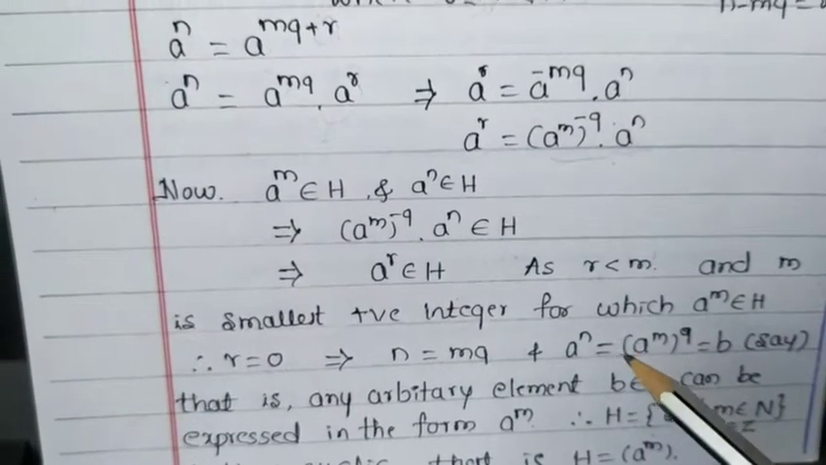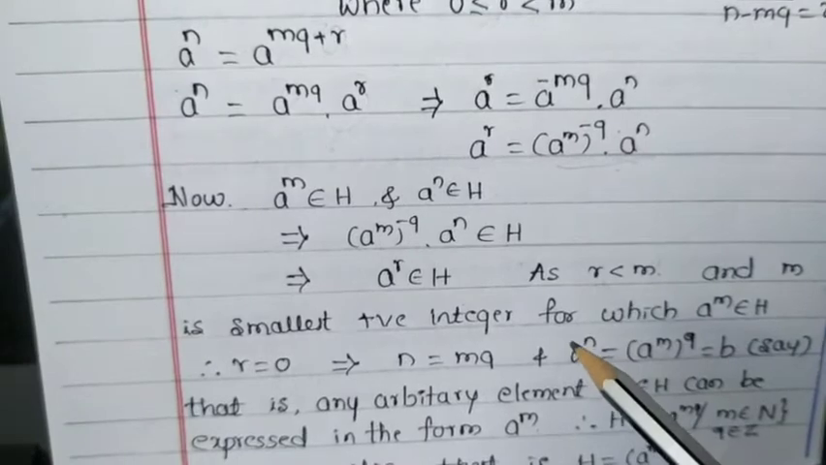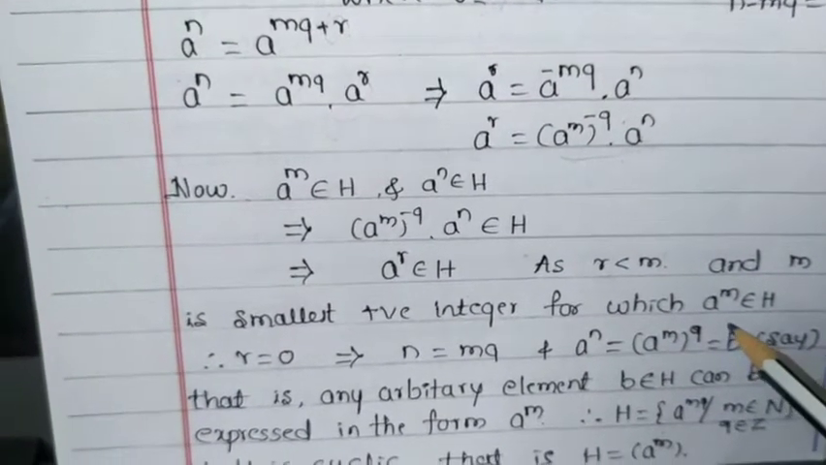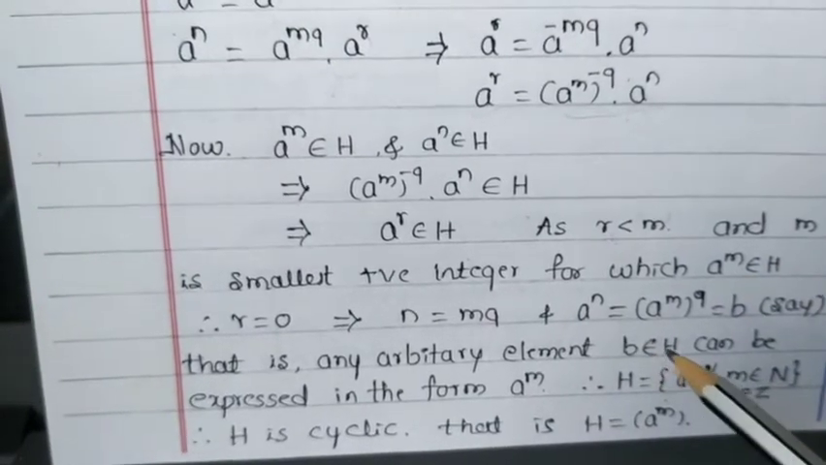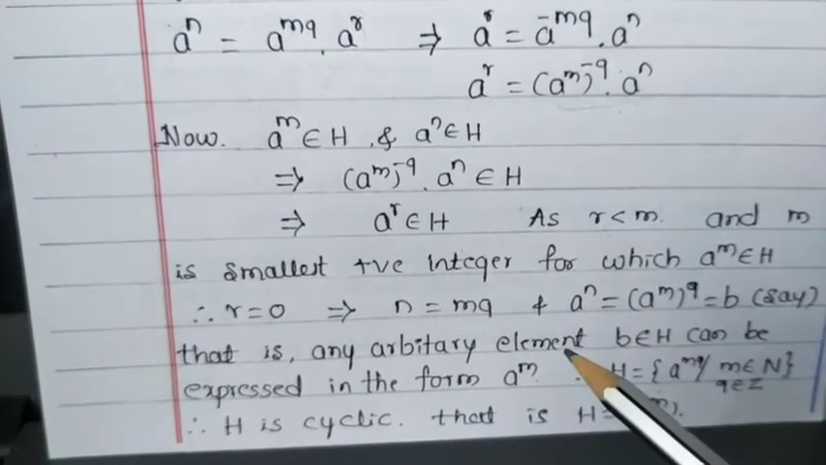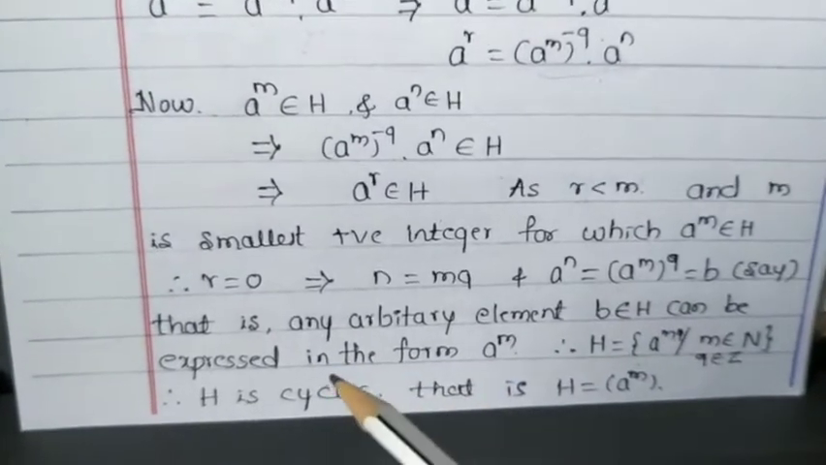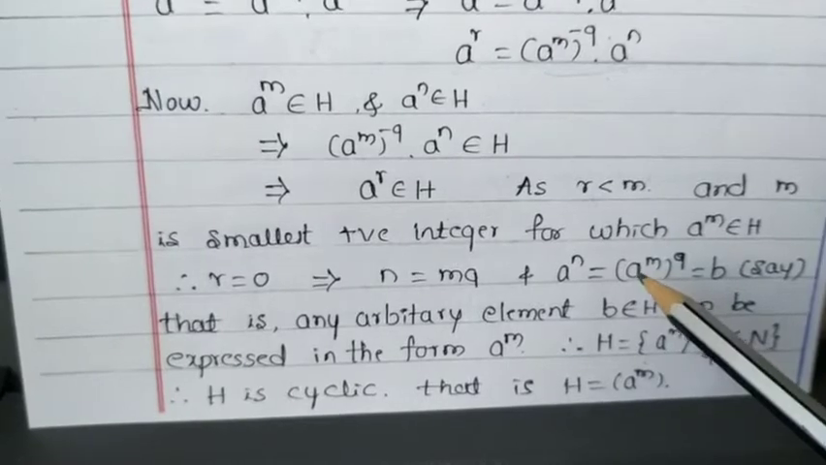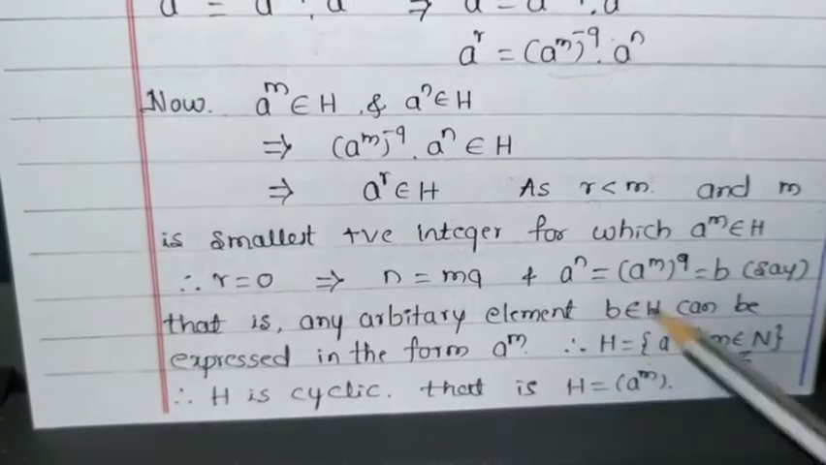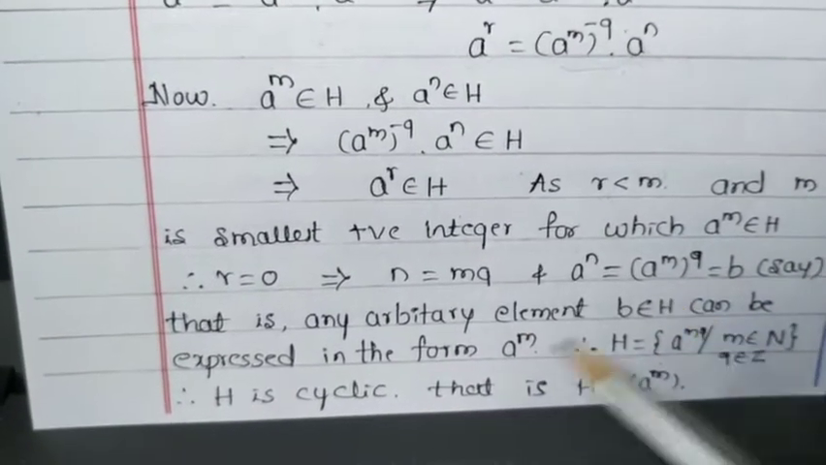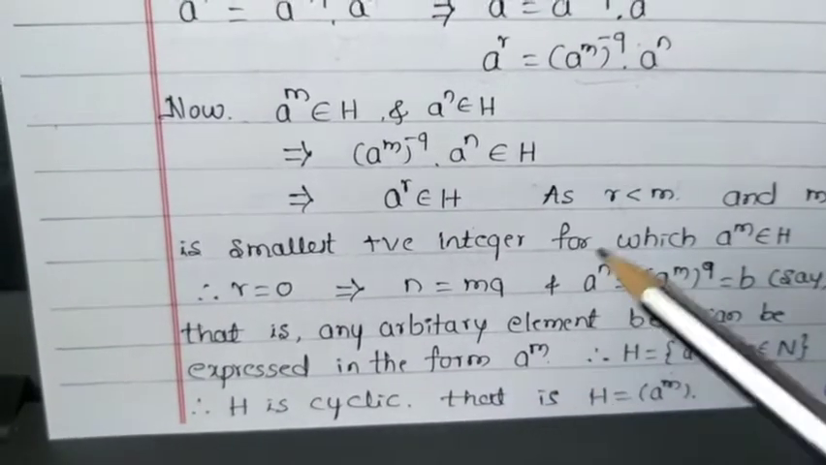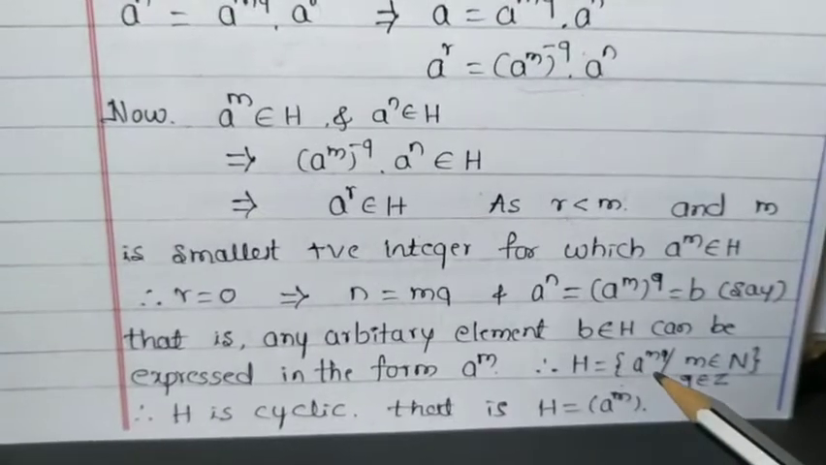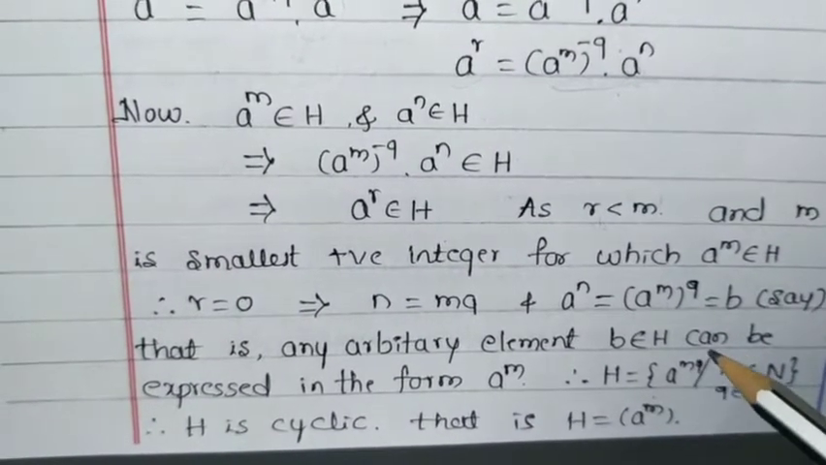Look at this one. Another form of the numbers we have formed in a raised to n. Those are of the type a raised to m to the power q. You can say this is b. This b belongs to H. Any arbitrary element b belonging to H can be expressed in the form of a raised to m to the power q. Therefore, H can be expressed in the form of a raised to m to the power q. Therefore, H is a cyclic group. H is a cyclic group formed by a raised to m.